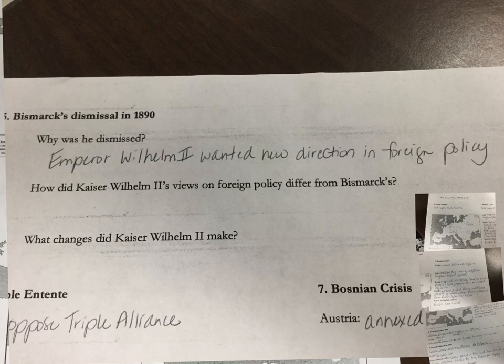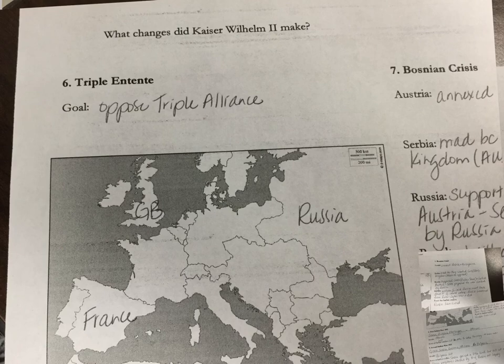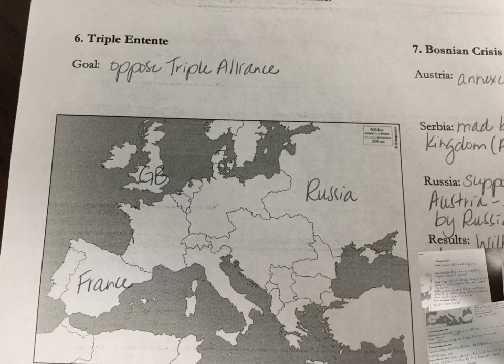So it pushed France, Russia, and Britain together to form a new alliance, which I'm sure you also already know from previous study of World War I, and that is the Triple Entente. The Triple Entente's main goal is to oppose the Triple Alliance. So it's a defensive alliance against the Triple Alliance, and it included Great Britain, Russia, and France.